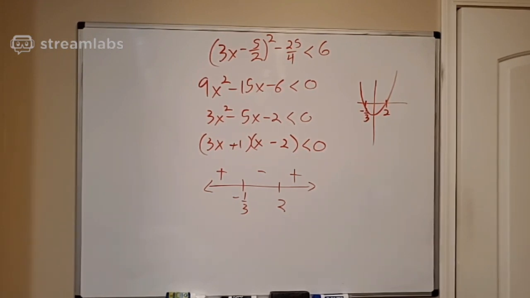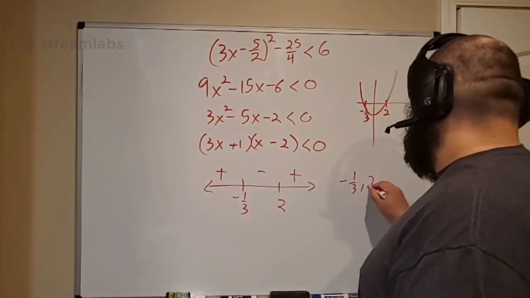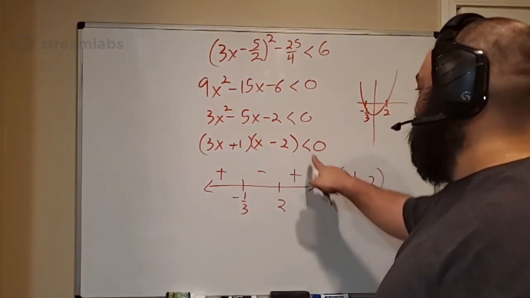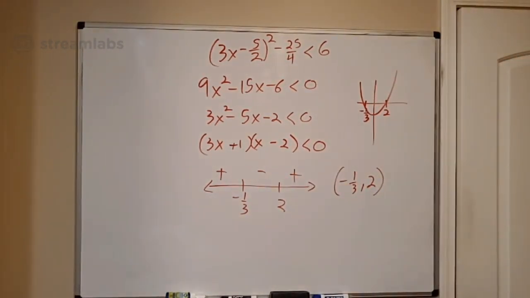So negative 1/3 to 2. We put parentheses on them because it is not an equal to, so I don't need the place where it is equal to 0. Does that make sense? Hopefully, because we've done a lot of that in calculus this year.